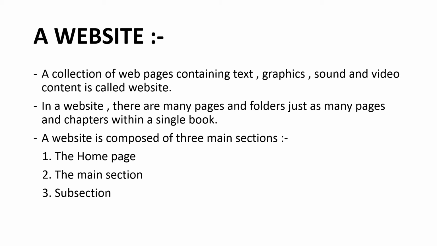Now, one book is there. Inside that book, there are various chapters. There are many pages. Similarly, in a website also, there are many pages. There are many folders. Okay. Now, a website is composed of three main sections: the home page, the main section, and the subsection. We will be seeing all these three in detail, okay, while we will be uncovering this chapter slowly. Fine. There are three main sections in a website: the home page, the main section and the subsection, okay.